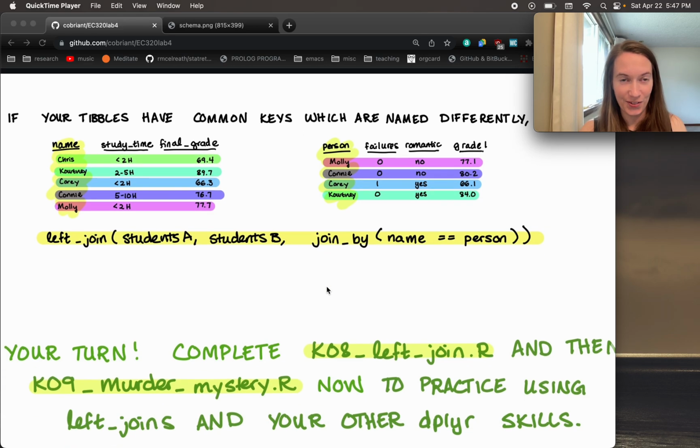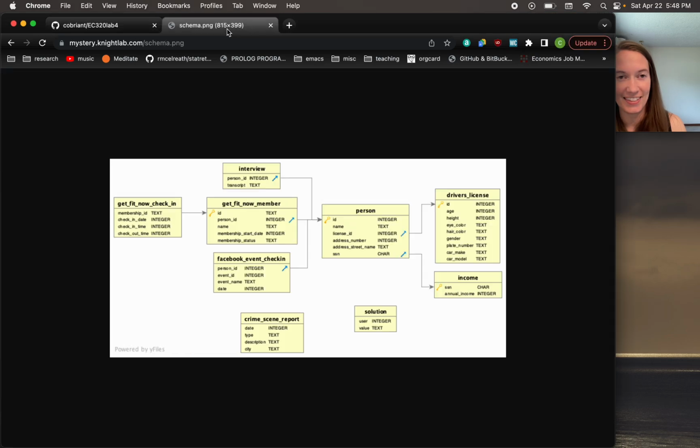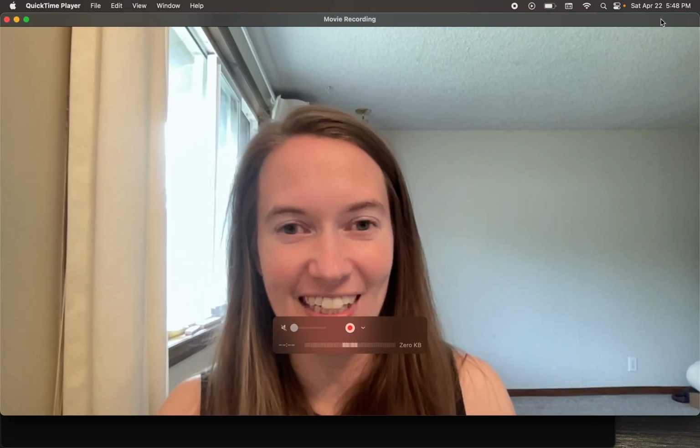So in the cone, in the dplyr murder mystery, you're going to be working with a lot of different data sets, not just two. This is part of what makes it so challenging.